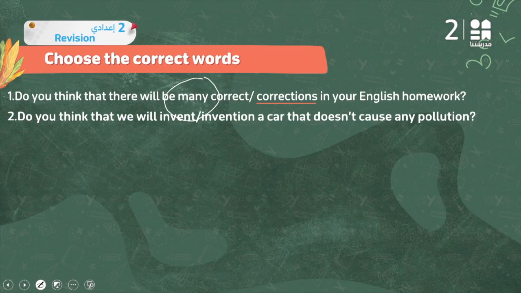That's why I should choose corrections, يعني تصليحات في الهومورك. Okay? Number 2. Do you think that we will invent or invention a car that doesn't cause any pollution? And can you remember what's meant by pollution? Pollution means تلوث. والتلوث بيبقى ليه أنواع كتيرة. يعني water pollution, air pollution, تلوث الهواء, تلوث الماء, or whatever.